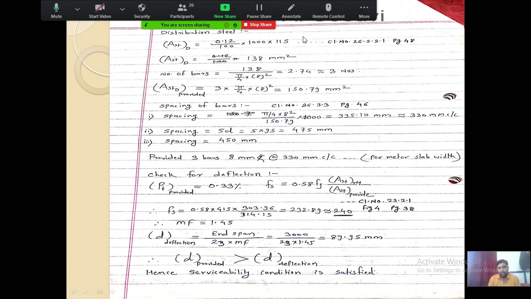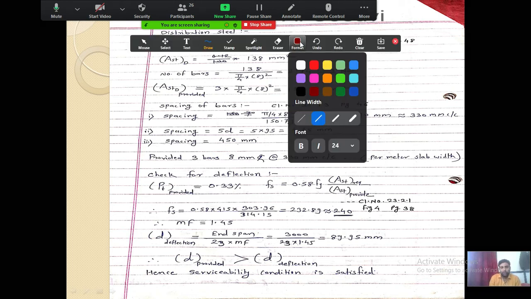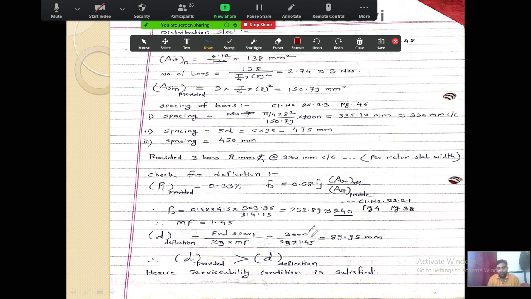This is the value, 332.89. This value you will get, and we can round up this value to the value which is shown on the line, that is 240. We have rounded up this value to 240. Now we will go to the IS code. We will see what will be the modification factor. What will be the modification factor for fs 240?